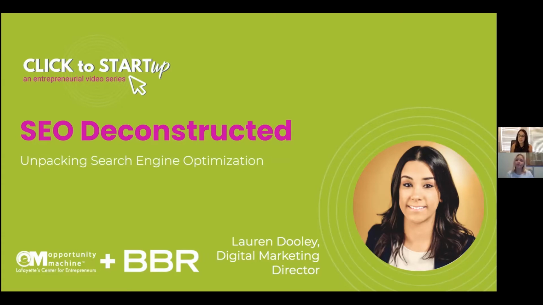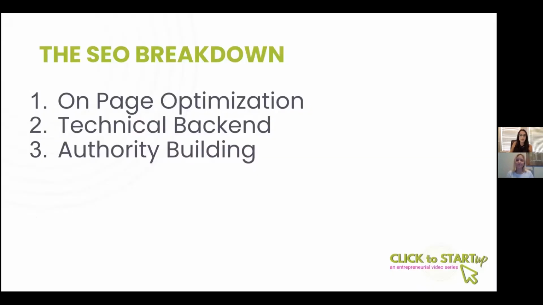We'll be talking about SEO today, so hopefully I can demystify it a bit for everyone and we can see how easy it actually can be. So we'll jump right in. Breaking it down, SEO or search engine optimization efforts can be grouped into 3 categories: on-page, technical backend, and off-page optimizing. The point of optimizing your websites for search engines is to be found.